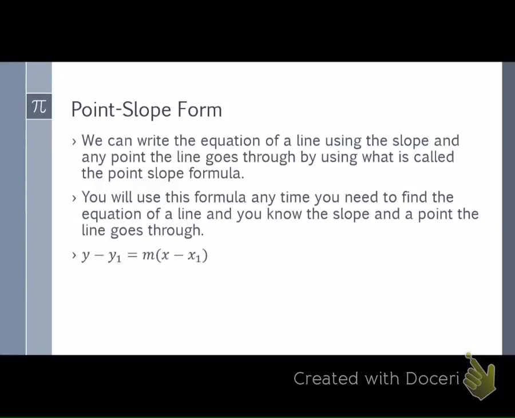So you will use this formula anytime you need to find the equation of a line and you know the slope and a point that goes through it. The only time you won't need it is when you're given the y-intercept and the slope, because you can put it in slope-intercept form. But if you're not given the y-intercept, then you're definitely going to need to use point-slope form. If you aren't given the y-intercept, you must use point-slope form.